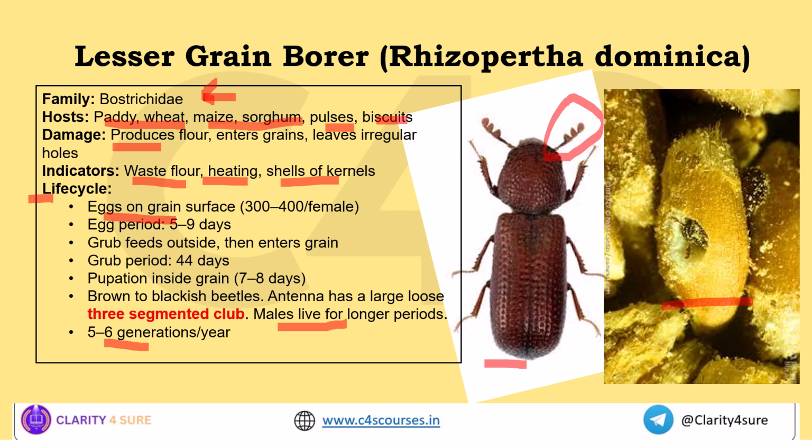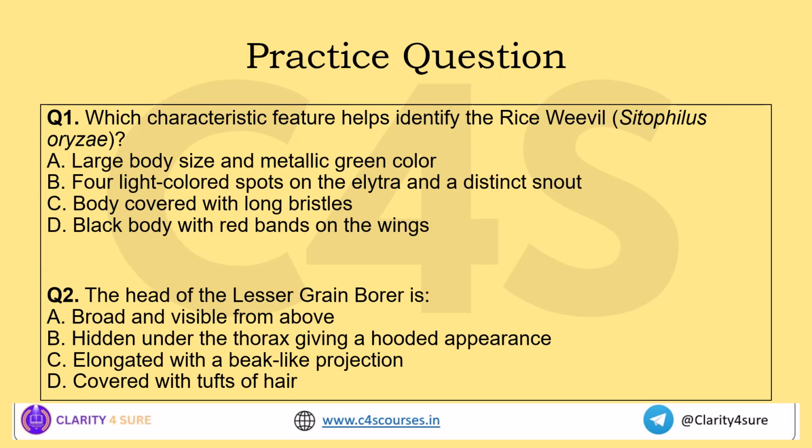So again, you have to be careful about the family, the scientific name of the pest, the host of these pests, and the indicators of their damage, and again only the key specific identification or life cycle particulars of these pests. Okay, no need to memorize everything present on these pests. So now let's practice a few questions based on the pests we have studied earlier.